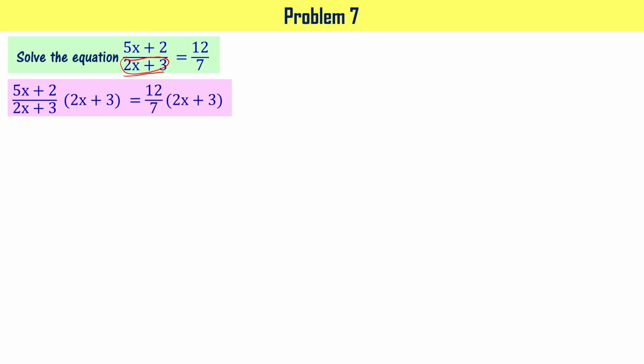I'm going to multiply the same expression on both the sides, right? It means now I can cancel (2x plus 3) here and (2x plus 3) here, so that now I have 5x plus 2 equal to 12 divided by 7 times (2x plus 3). You understood this? Now I have 7 in the denominator. I can transpose it. Instead, let me multiply both sides of the equation by the number 7. This is called the inverse method, right?